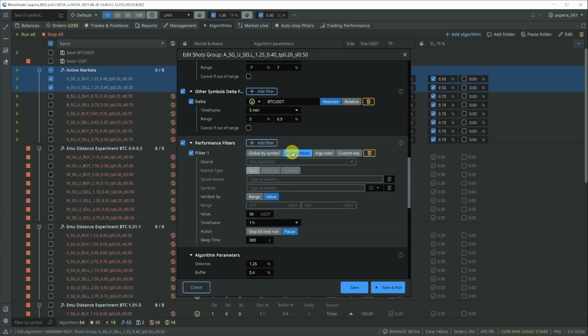Alright, algo symbols here are a bit easier to grasp. The source looks at all the individual coins within this algorithm and stops or pauses those which are performing not as desired within this very same algorithm, leaving the other ones alone. The algo total here is the closest in its mechanics to the auto stop, but at the level of individual algorithm. If the total performance of this algorithm is not as expected, then this whole algorithm stops or pauses.